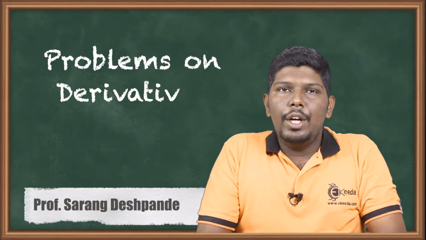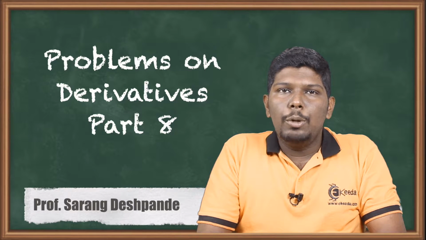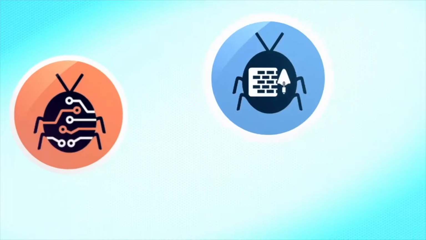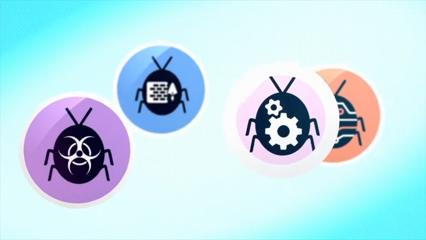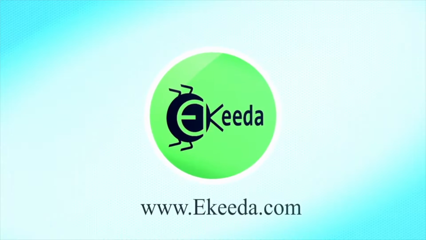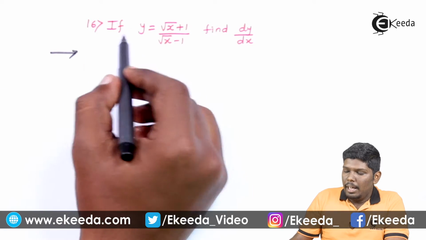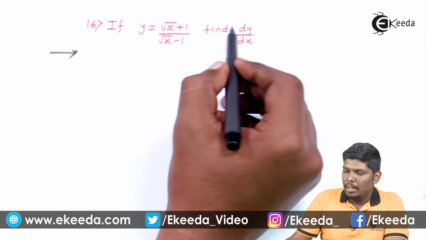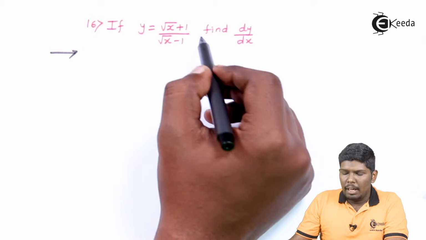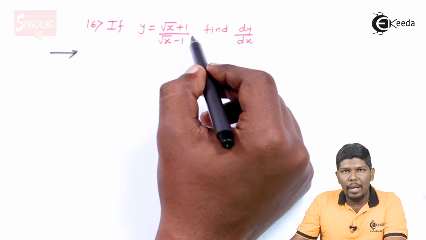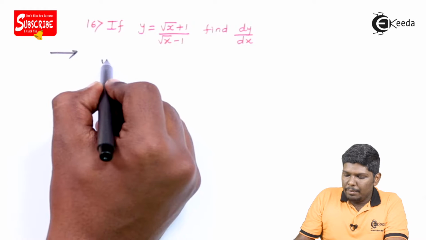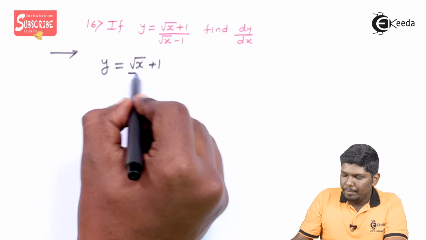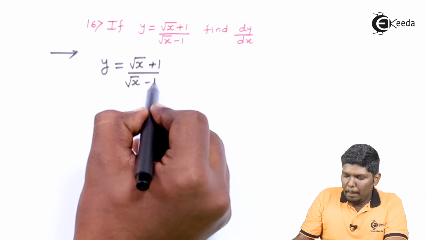Hello friends, in this video we are going to take last two numericals based on derivatives. Let us start. We have, if y is equal to root x plus 1 upon root x minus 1, find dy by dx. A very easy question which can be solved by u by v rule. Let us start. y is equal to root x plus 1 upon root x minus 1.